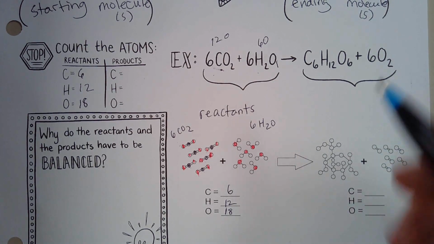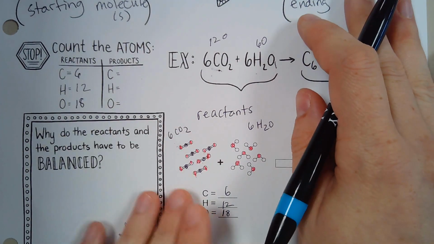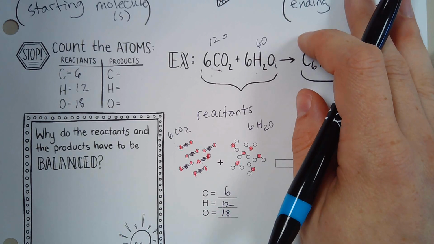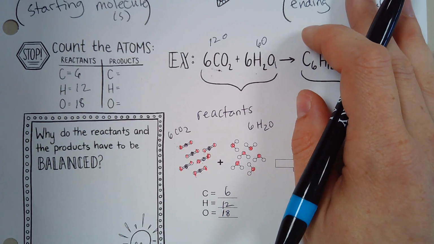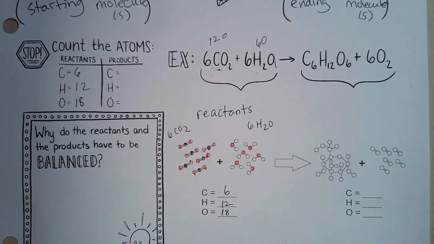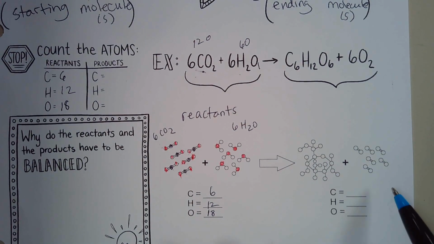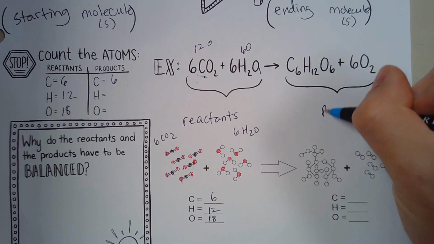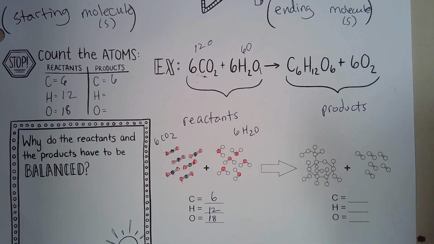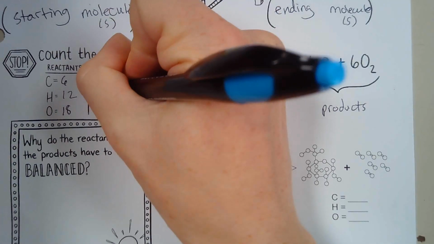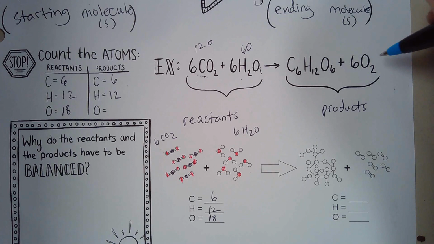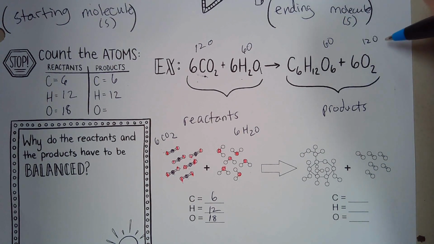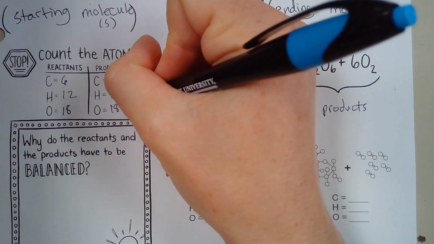Now let's look at the products. We started with these molecules, and there's lots more to this reaction, but they're going to break apart and rearrange, and then they're going to reform as these new or different molecules. Over here we have 6 carbons in our products. We have 12 hydrogens, and then we have 6 oxygens plus 12 oxygens, which is 18.